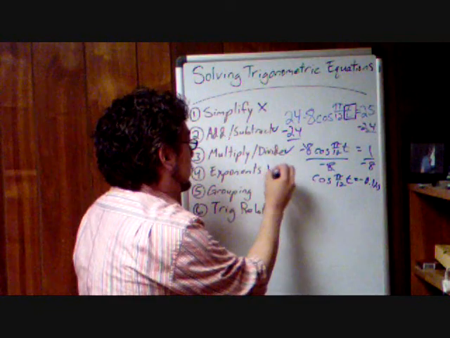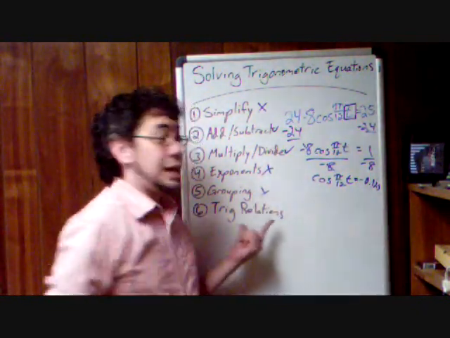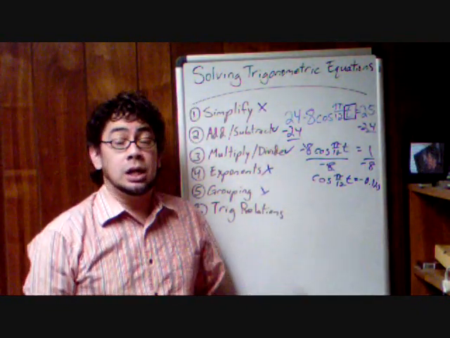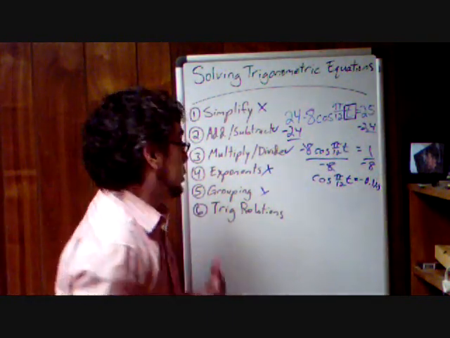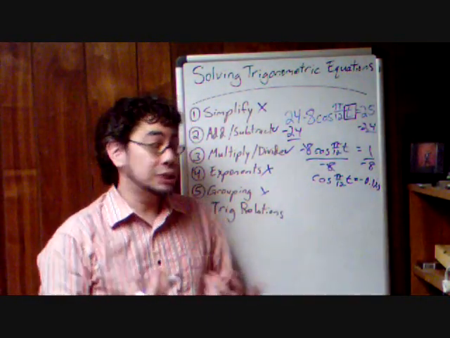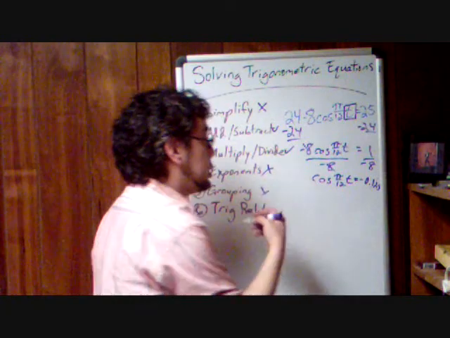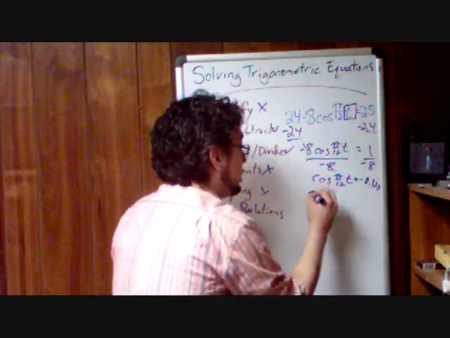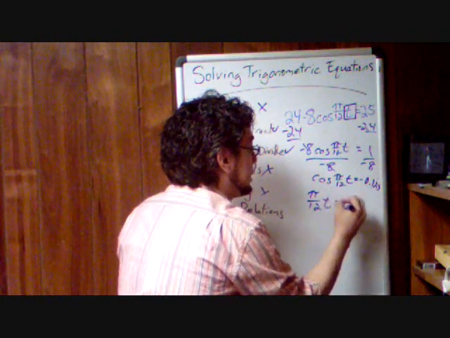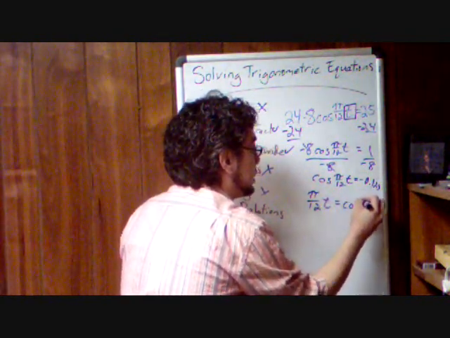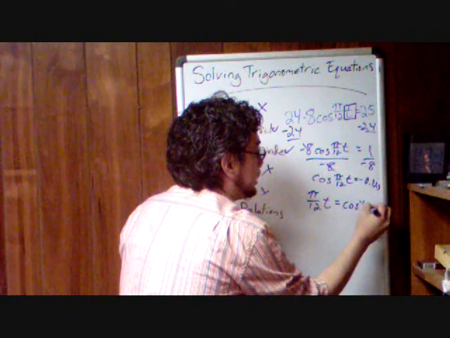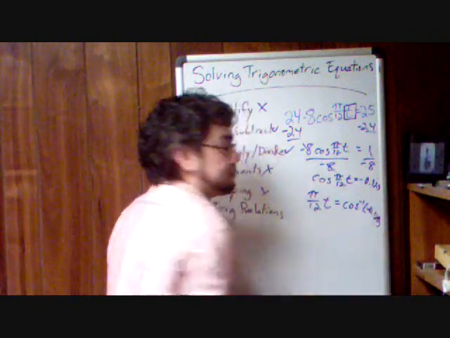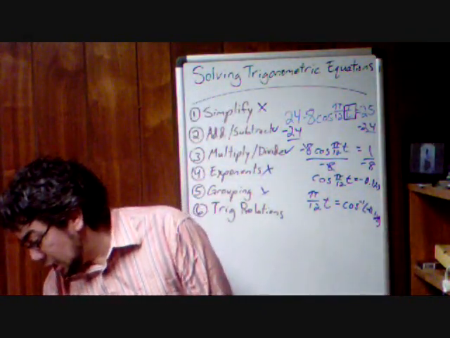No exponents to deal with, no grouping to deal with, but we have this trig relationship to deal with. So we're going to do the inverse. As you saw from our previous sections, we have inverses to this. So we're going to take the inverse of the cosine. So pi over 12 t equals the inverse cosine of negative 0.125. Sorry, running out of room.